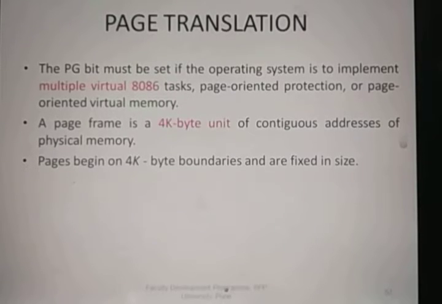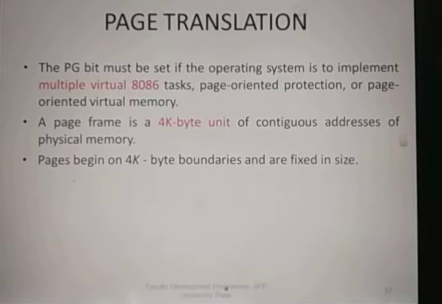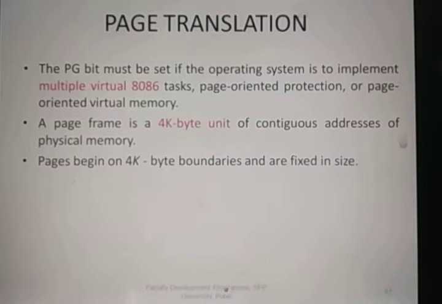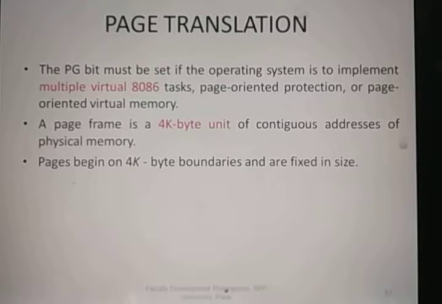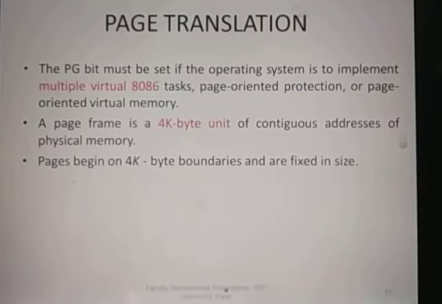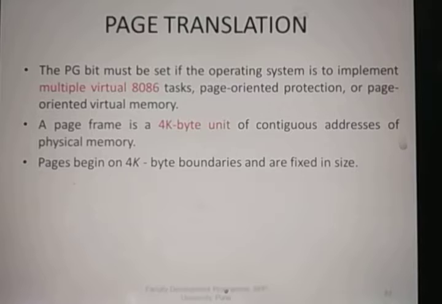If the PG bit is set to 0, the page translation mechanism is disabled and you will not convert the linear address into a physical address. In that case, your linear address is treated like a physical address. But if the PG bit is set to 1 in control register 0, you will perform the page translation mechanism, and convert the linear address into a physical address.